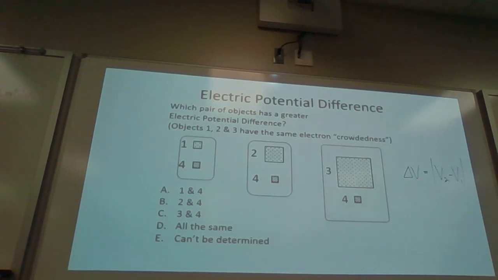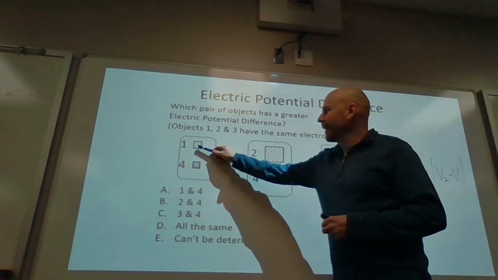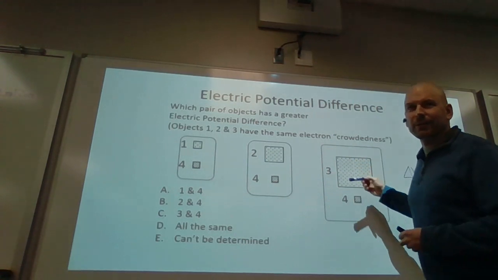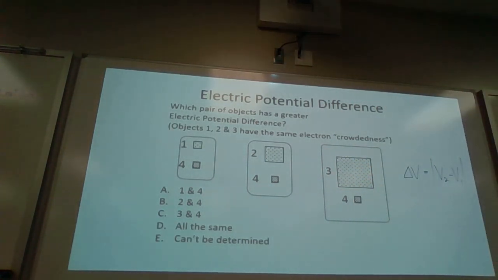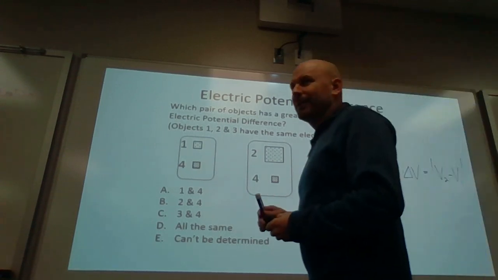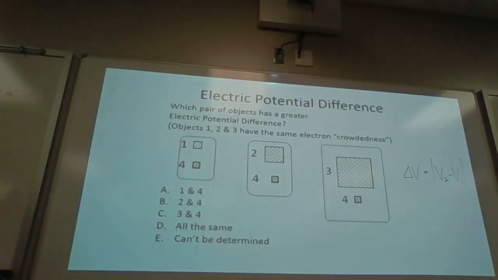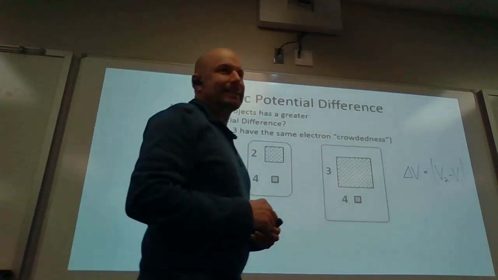Correct answer is D. Yes. They all have the same comparison of crowdedness. So we're all right with that. Same comparison of crowdedness. Now, why do I care about boxes with dots in them?